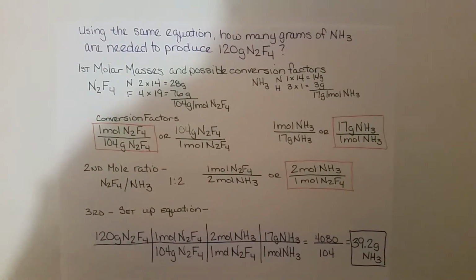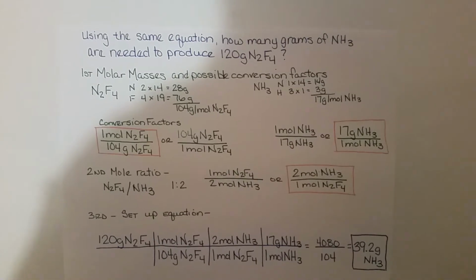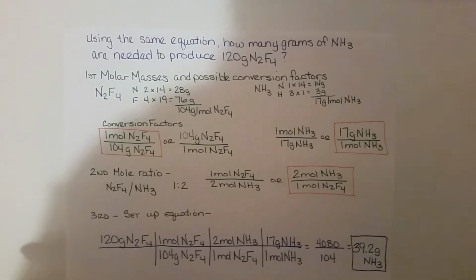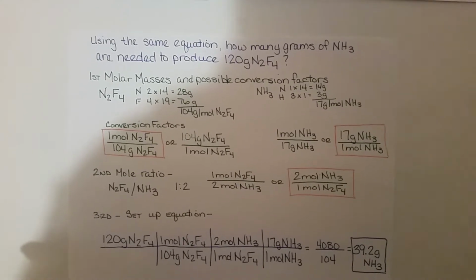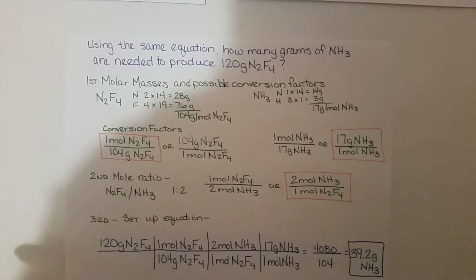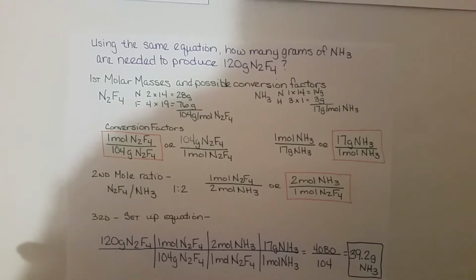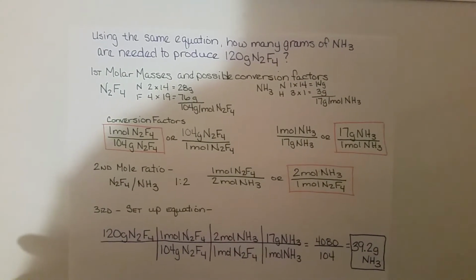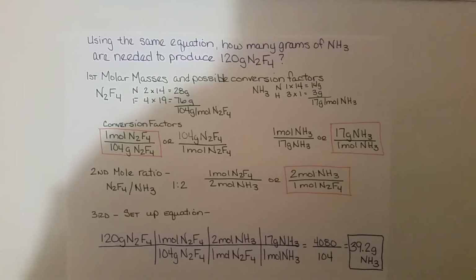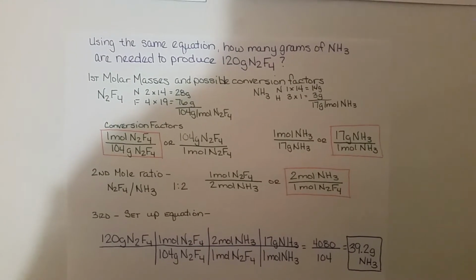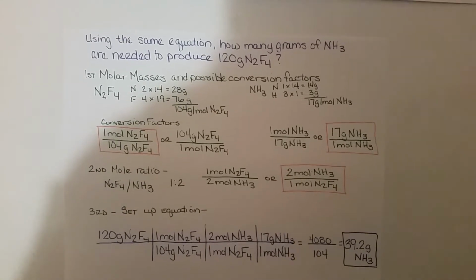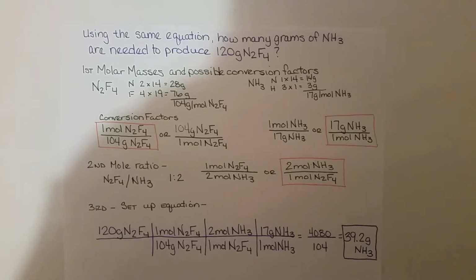Okay, we're going to use the exact same equation again, but this time we're going to move in a different direction in the equation. This time we want to know how many grams of NH3 are needed to produce 120 grams of N2F4. So we're starting with a product and we're moving backwards to a reactant.